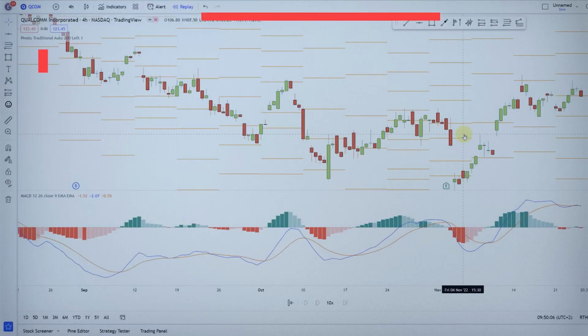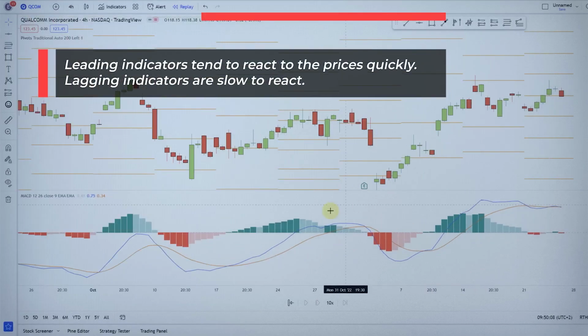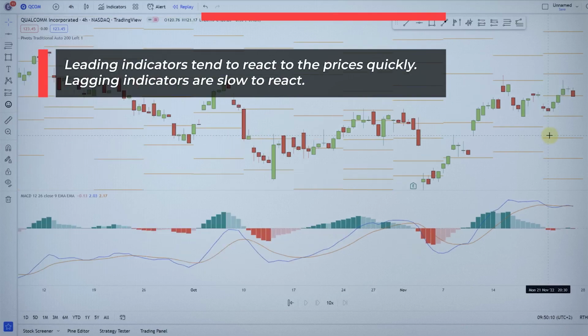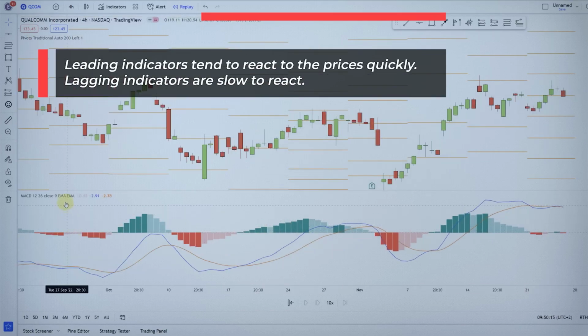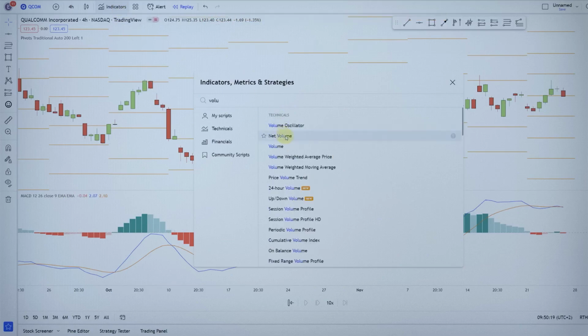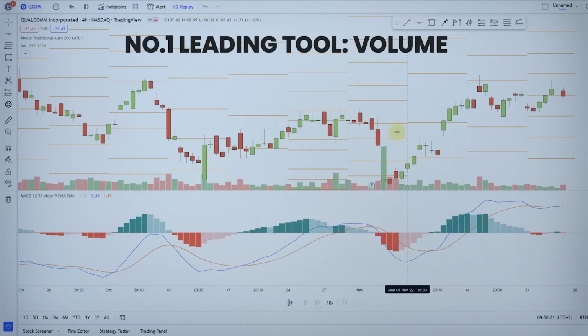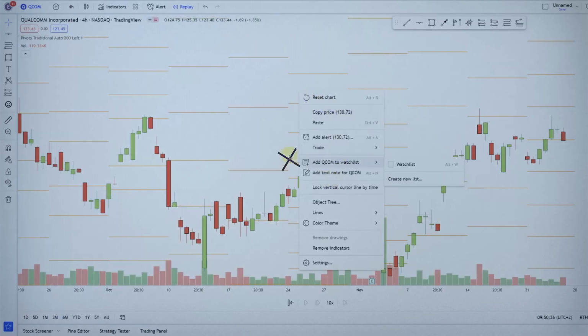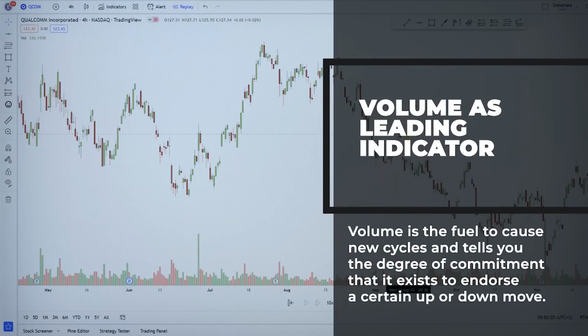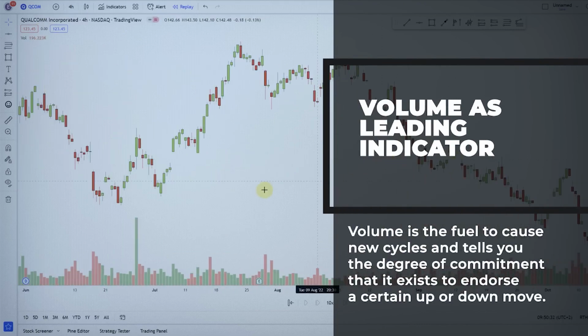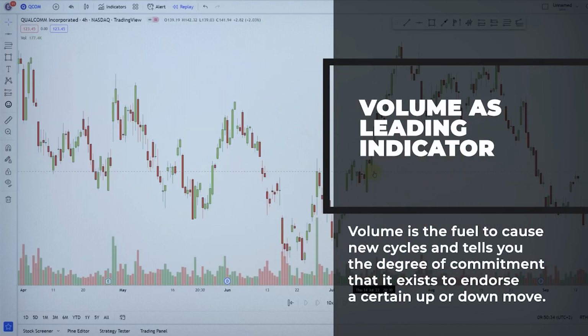Leading indicators tend to react to the prices quickly, which means they are prone to false signals. Lagging indicators are slow to react, but they can also give many false signals. My favorite leading indicator is the volume, because it communicates the involvement of smart money. Volume is the fuel to cause new cycles and tells you the degree of commitment that exists to endorse a certain up or down move.